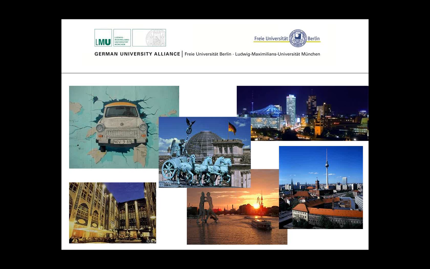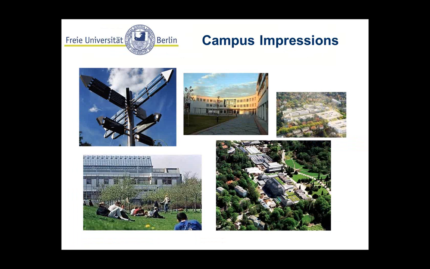Now, Freie Universität is in the southwest of the city. It's a very green area of the city, a lot of lakes there, very leafy campus with lots of interesting buildings. Some are typical university buildings, but then you also have some departments that are housed in old villas. So it's a very different campus from what most American students would know.